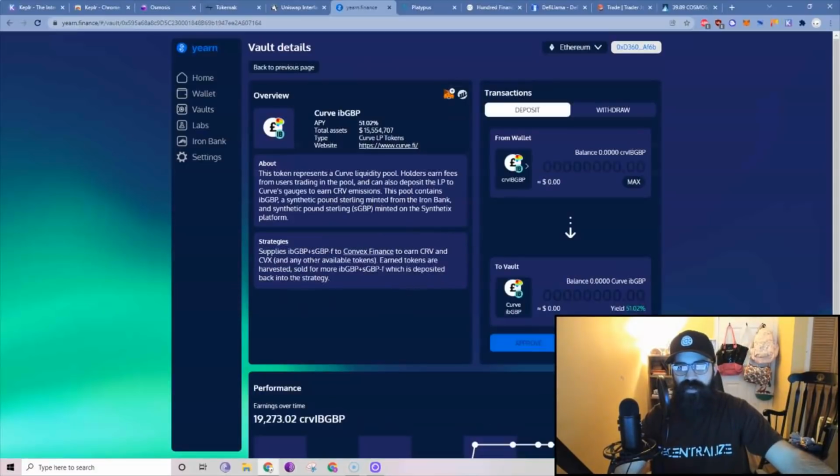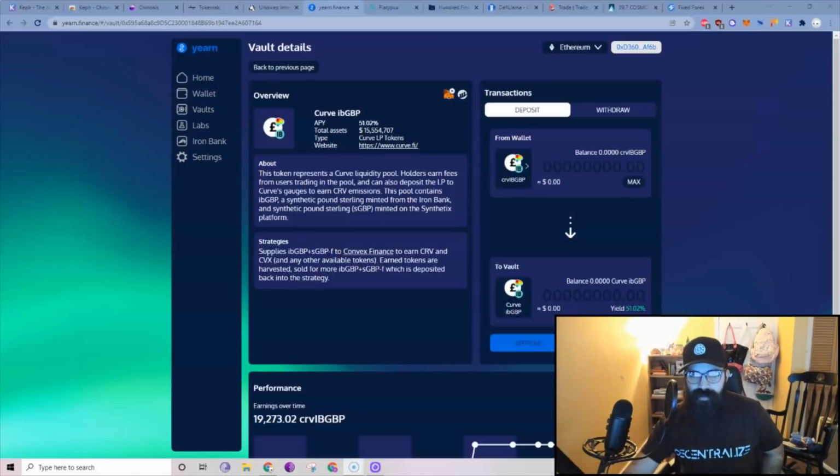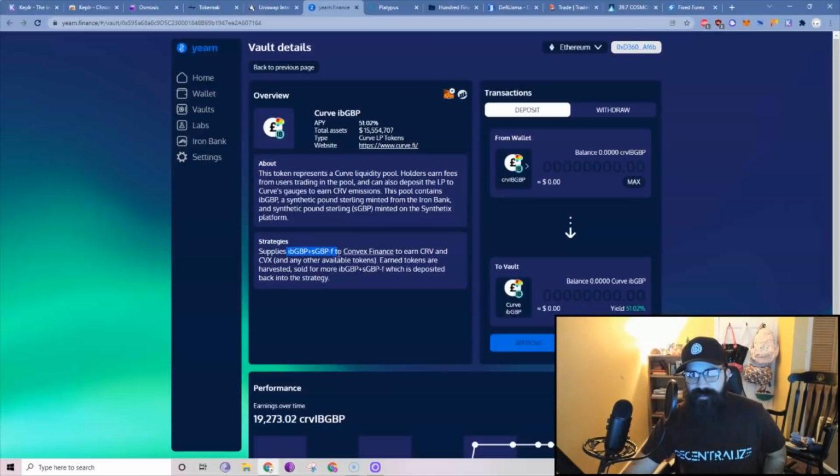And what you need, so here it tells you what it does. It supplies this liquidity pool token, IBGBP and SGBP, to Convex, and then this platform will compound Curve and Convex tokens back into the strategy, which is how you get that really nice yield, that nice APY. So this uses Curve, so if we want to do this, we need to deposit the Curve IBGBP token, right? So how do we get that?